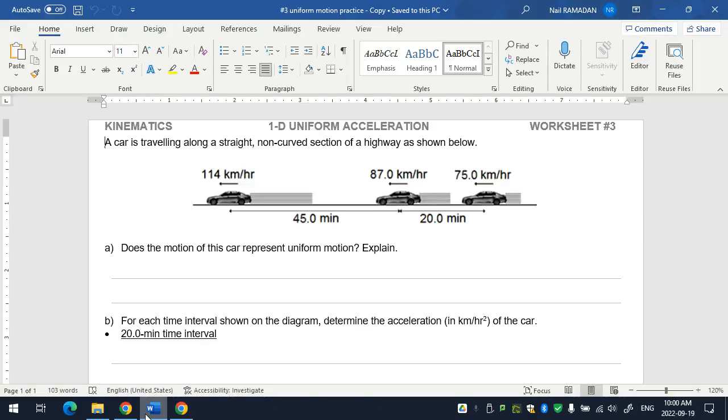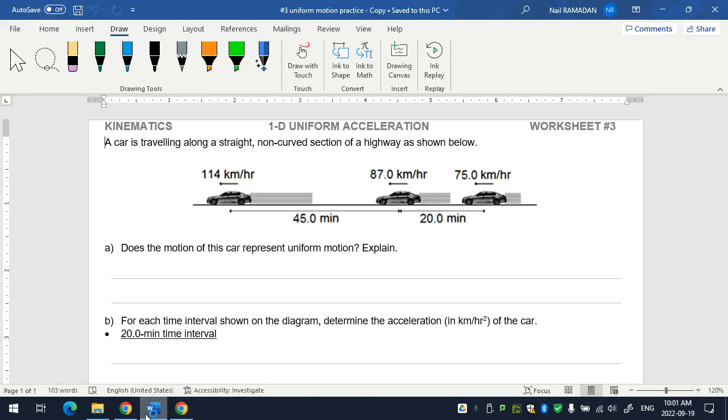So let's look at this worksheet. A car is traveling along a straight, non-curved section of a highway. What does that mean? If you're traveling on a non-curved straight section of a highway, what is the only thing about the car's motion that definitely does not change?